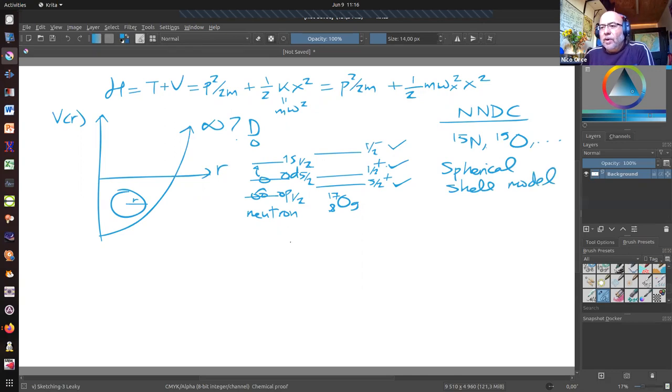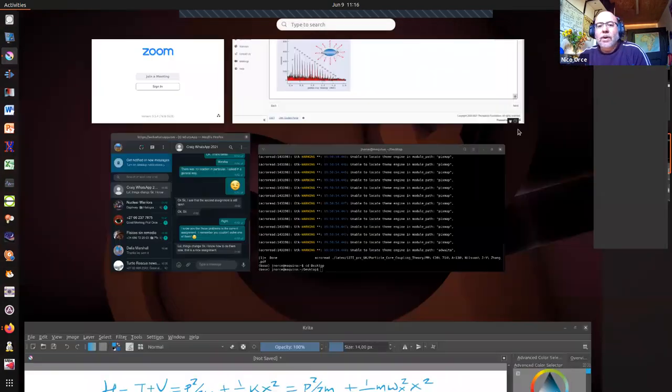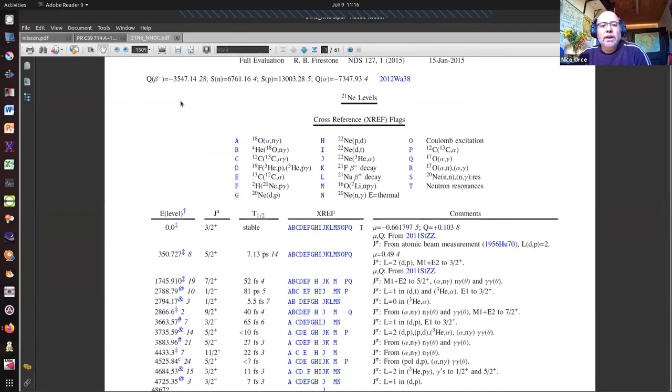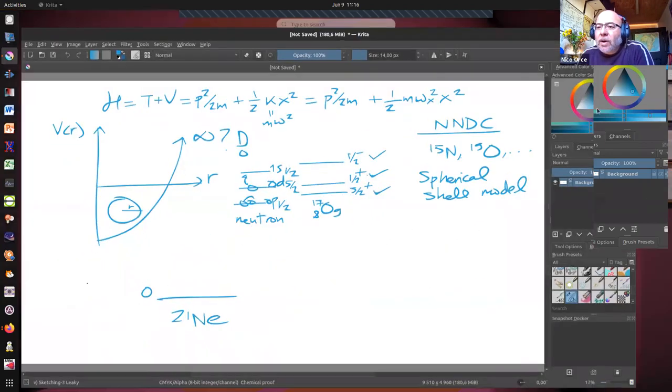Now, if you keep exploring, and I ask you to go through, for instance, neon 21, let's see what is the ground state with energy 0. And I have it here somewhere in the PDF. There we go. I call it here. And then this is a 3/2 plus, right? But let's see what happens when we build our shell model, right?